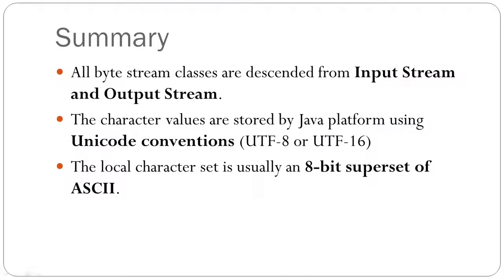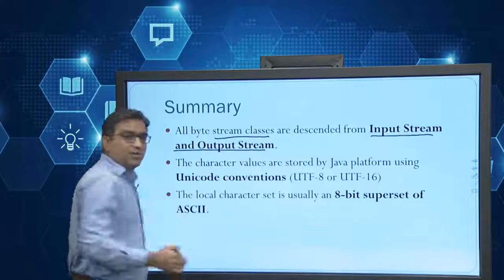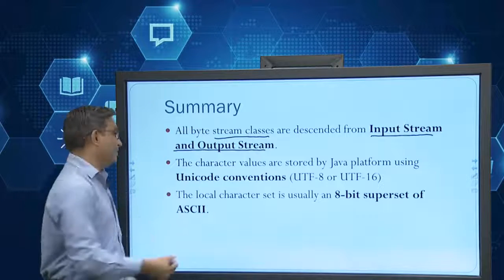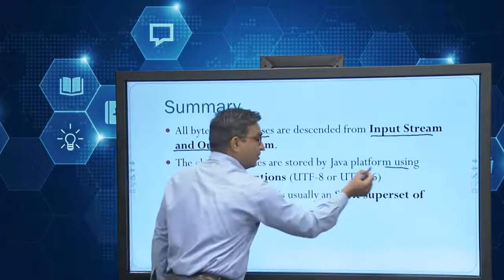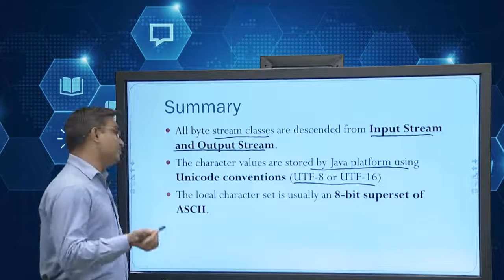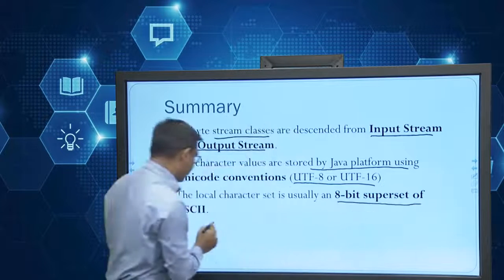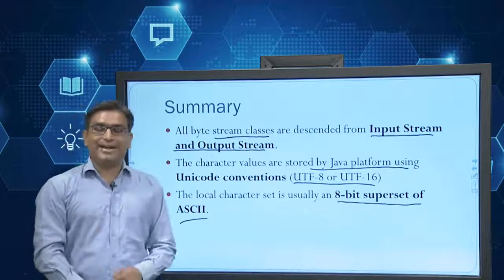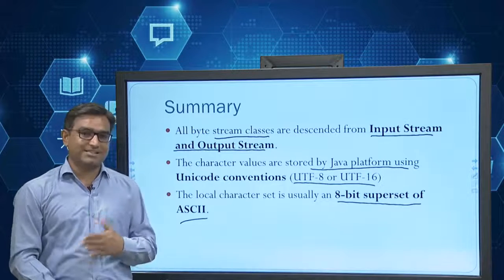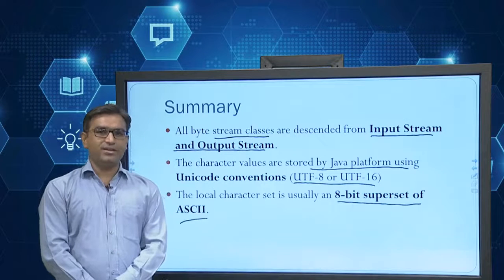Now, up to this mark we have discussed the topic. What we discussed: all byte stream classes descend from the InputStream and OutputStream, so whatever operations we perform are input and output. Character values are stored on the Java platform, and all platforms consider them as UTF, Unicode Transformation Format 8 or UTF-16. The local character set is usually called an 8-bit superset of the ASCII value. As you know, you must have clear basics of C and C++ programming, so you may be familiar with ASCII. This way you can store your data.